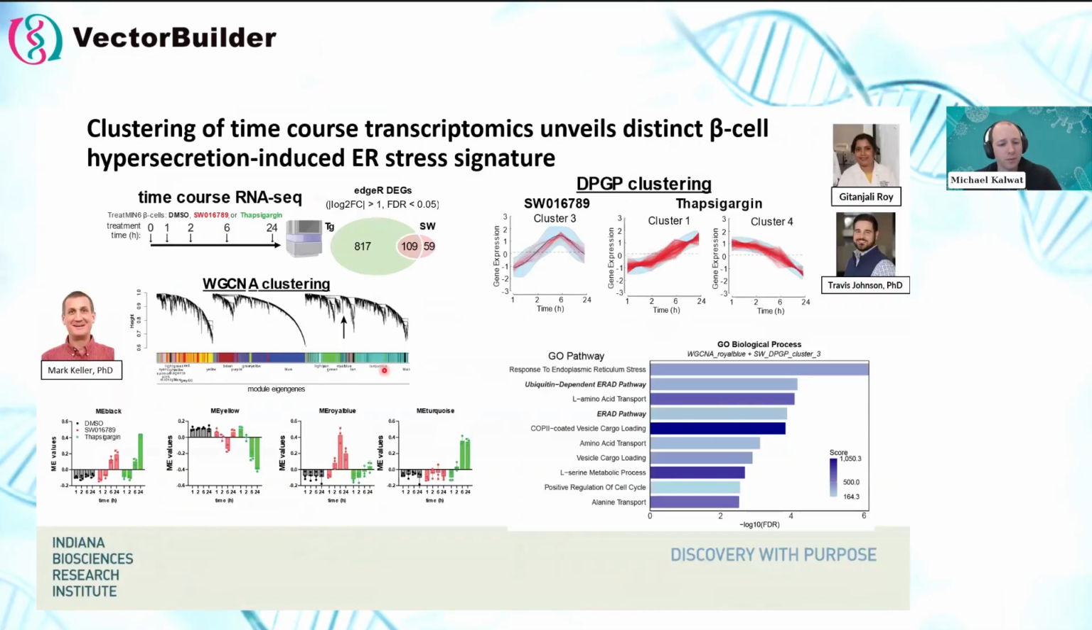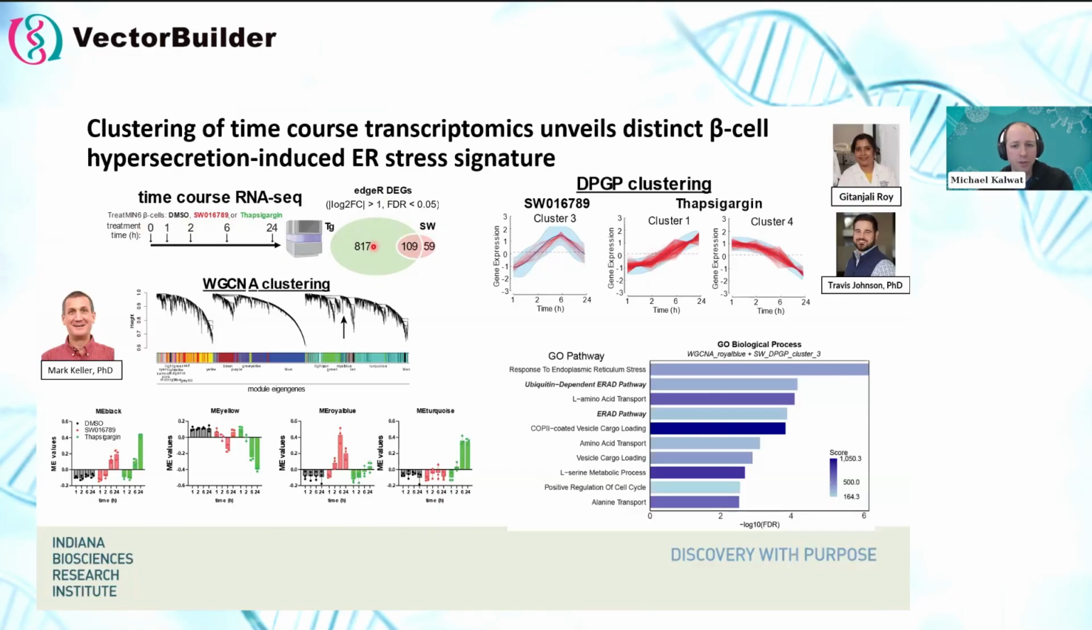So to get at how the cells are responding to this compound over time, we turn to time course RNA-Seq. We treated cells with vehicle, our SW16789 compound, and we also tested the canonical ER stressor thapsigargin because we're quite interested in how the hypersecretion stress might be different from ER stress. We treated cells in this time course from 1 to 24 hours, did RNA sequencing, and discovered a lot of differentially expressed genes, but we needed a way to cluster them to look at their expression over time.